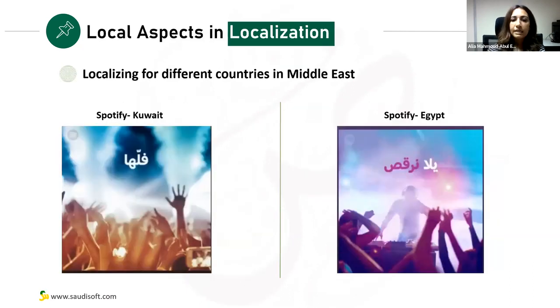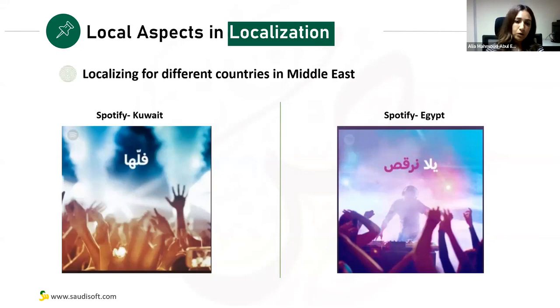So here you can see an example of Spotify and how the image and the titles are localized. On the right for the Egyptian market, it includes a title which translates as "Let's Dance." But on the right for the Saudi Arabian market, it's translated as "Let It Go." It is localized in this way because dancing has always been a huge part of the Egyptian culture.